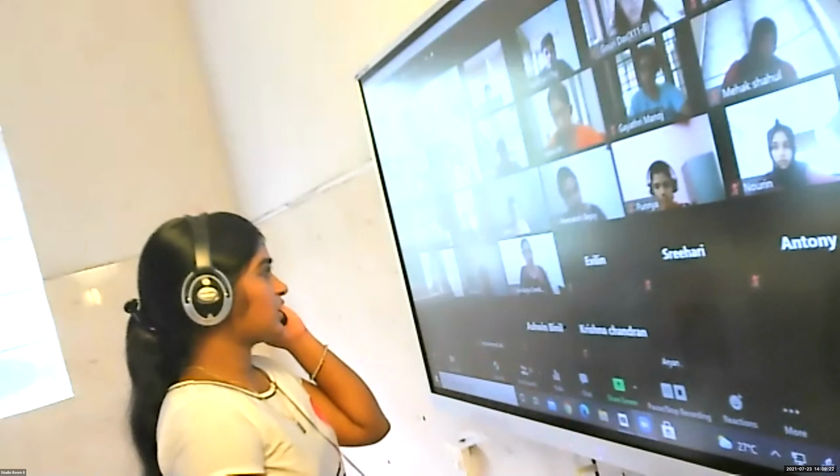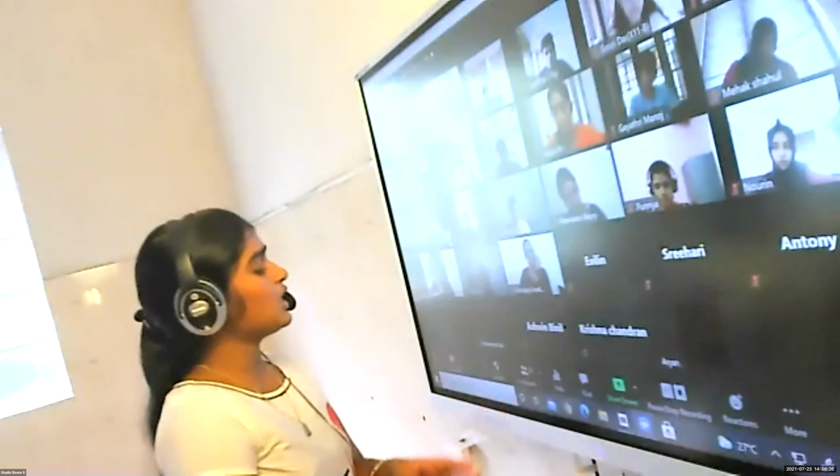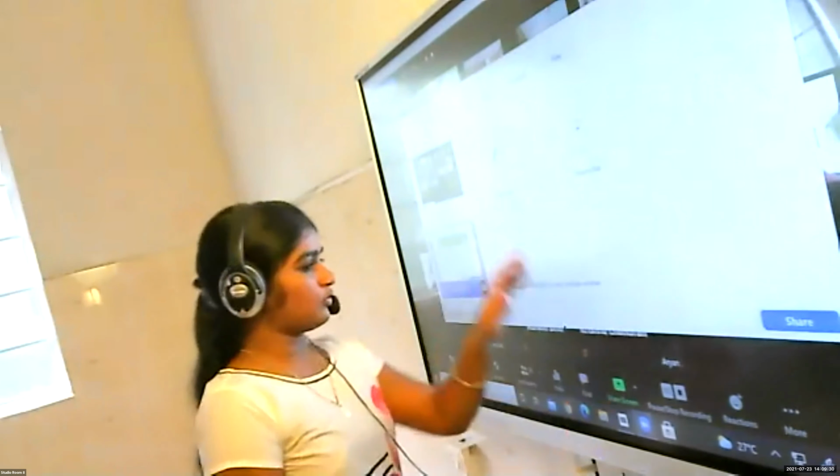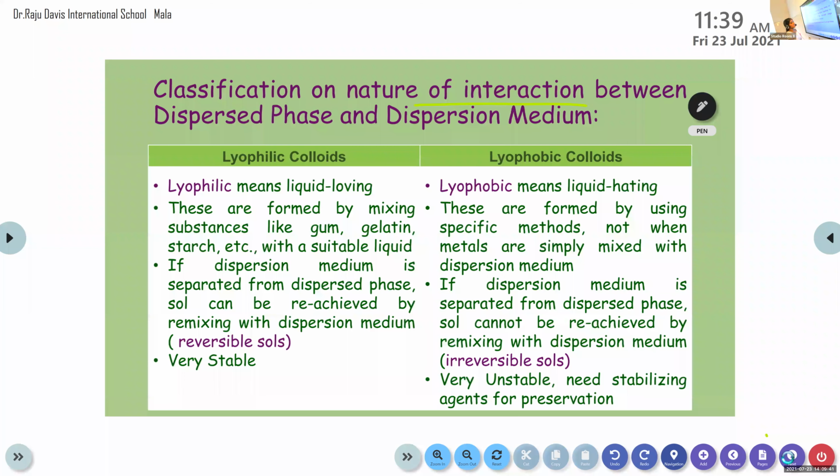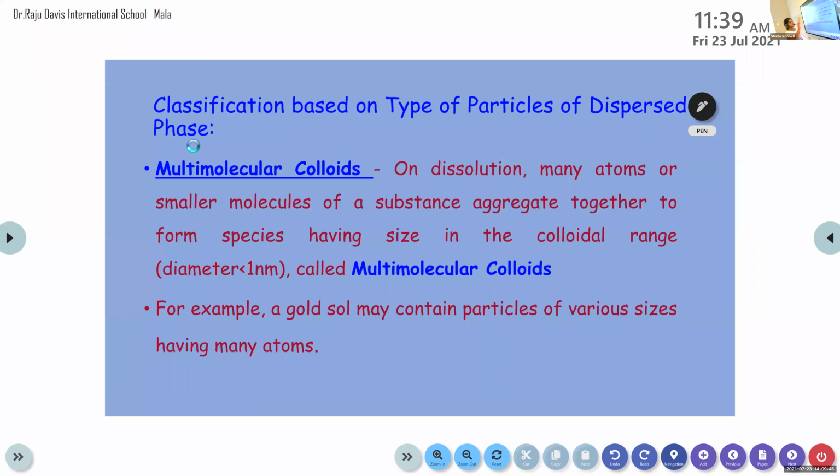So this is the second type of classification, based on the nature of interaction between the dispersed phase and dispersion medium. Then we are moving to the third type of classification: classification based on the type of particles of the dispersed phase. In the beginning I told you sometimes the particles exist as single macromolecules, or otherwise they are aggregates or groups of atoms, ions or molecules. So based on the type of particles of the dispersed phase we can classify colloids into different types. The first one is multimolecular colloids.